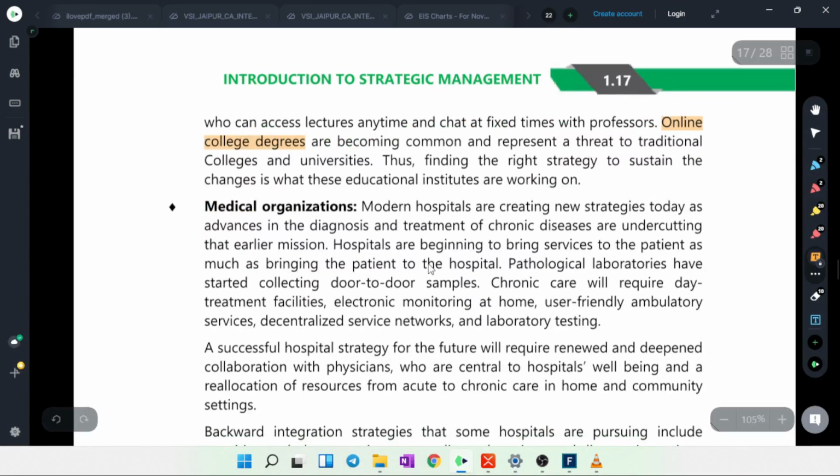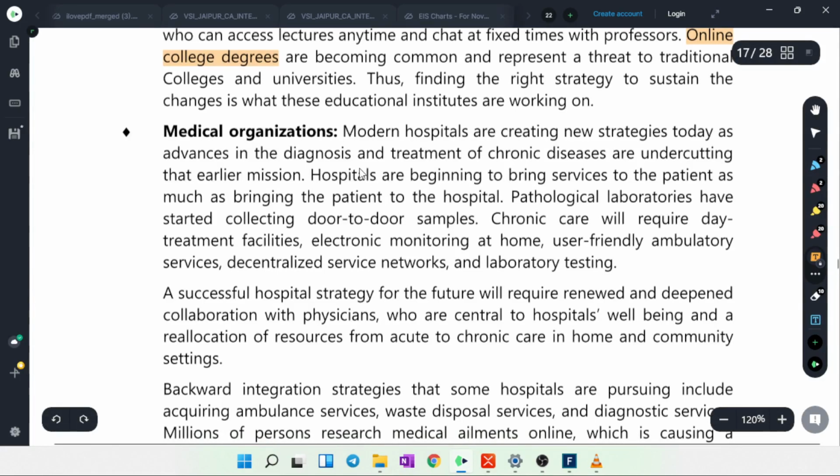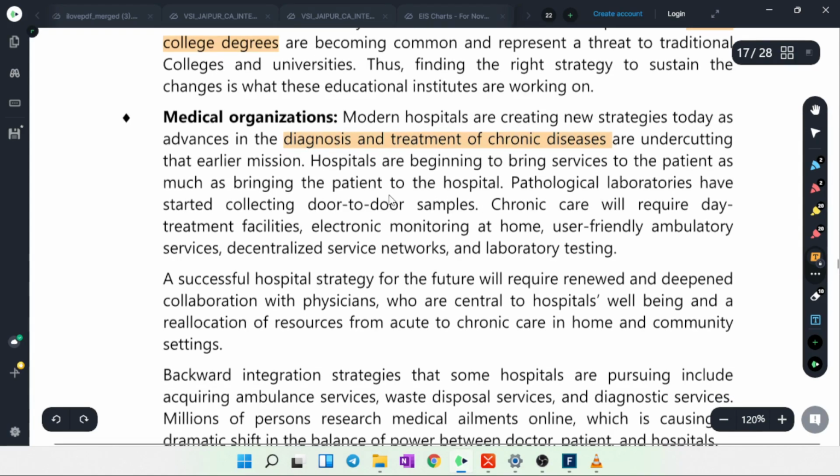Modern hospitals are creating new strategies today as advances in the diagnosis and treatment of chronic diseases are undercutting the earlier mission. Hospitals are beginning to bring services to the patient rather than bringing the patient to the hospital. Pathology laboratories have started collecting door-to-door samples.